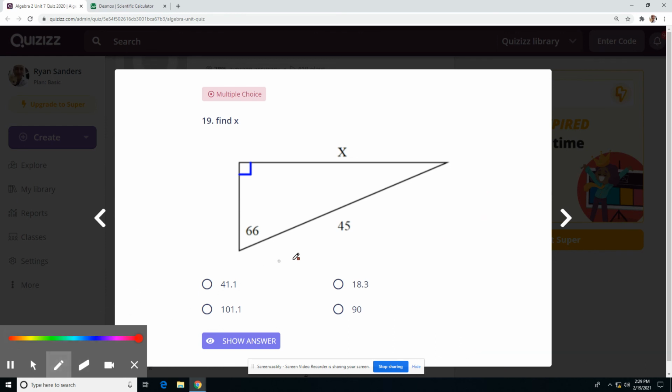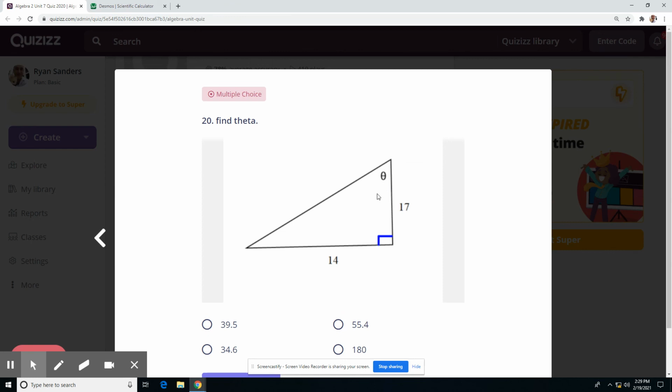Hey, finally, some straightforward problems. You just use trigonometry to find X, and inverse trigonometry to find theta. All right, I hope these pieces of advice will help you get a better score on the quiz. Make sure you take your time, do your best, and try to get those answers correct.